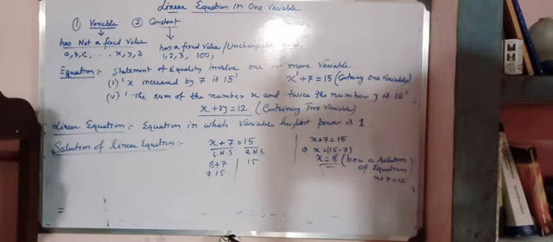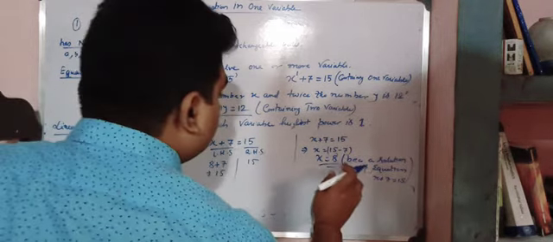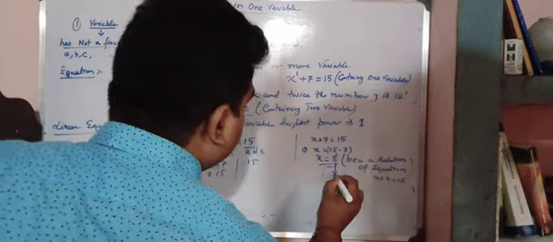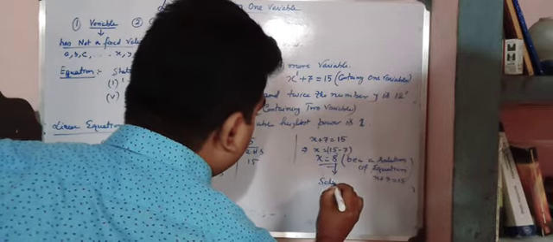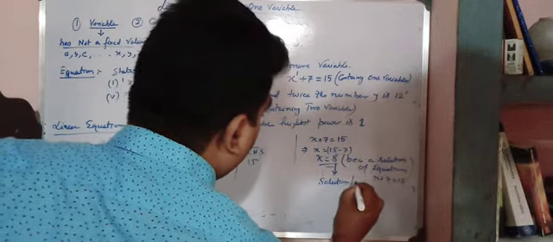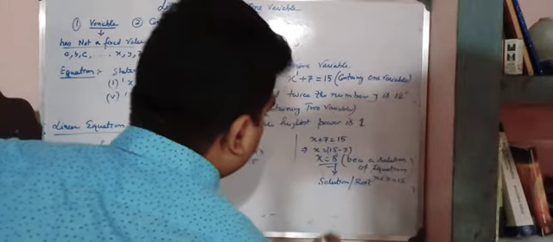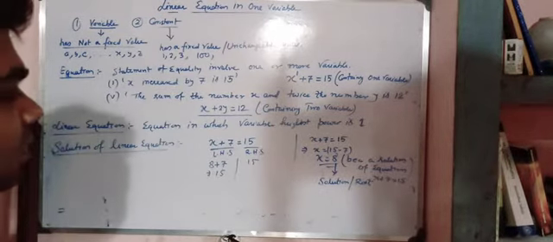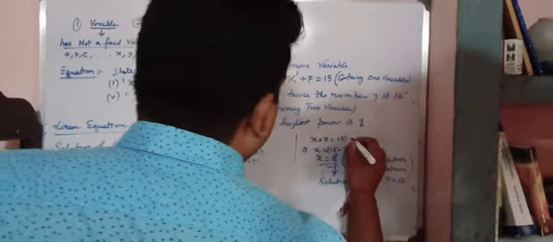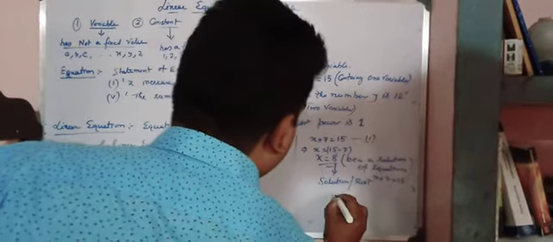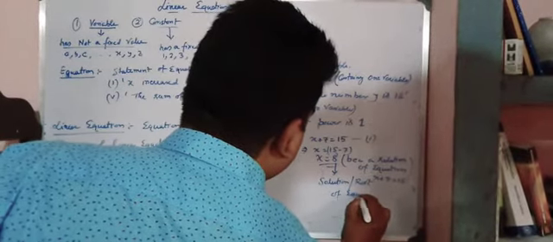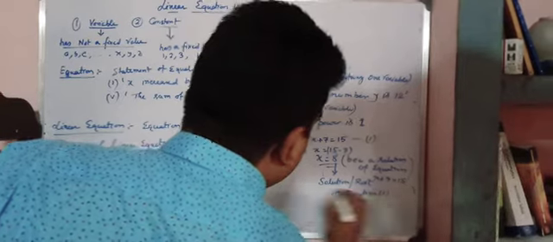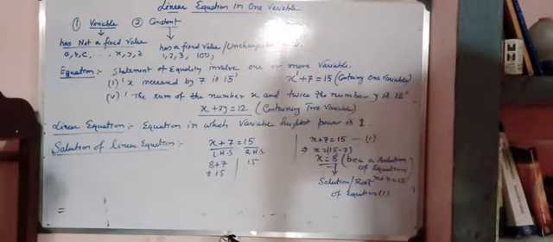And this solution, x equal to 8, is called the solution or root of the given equation. Okay, if we name it equation number 1, it is the root of equation 1. Understood?